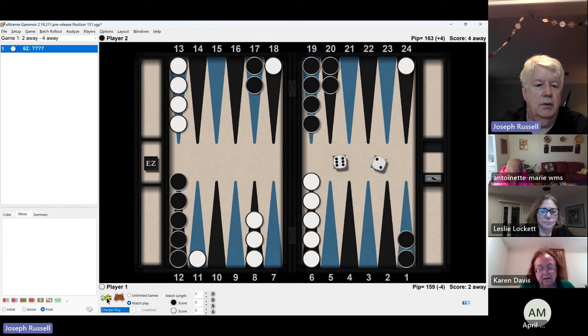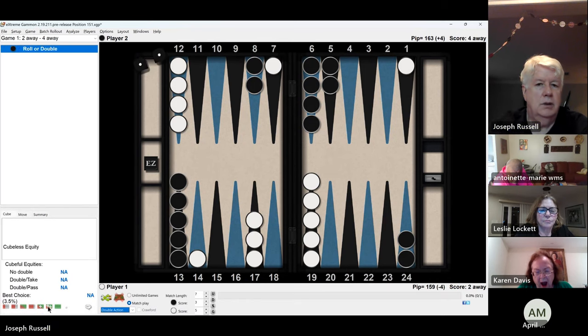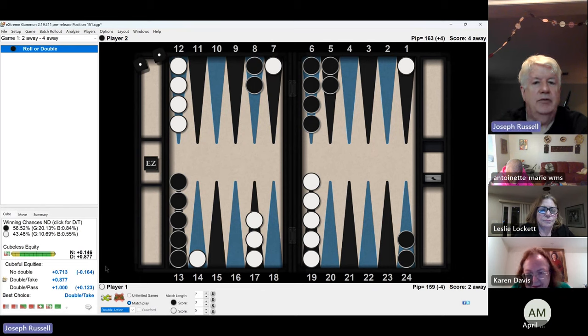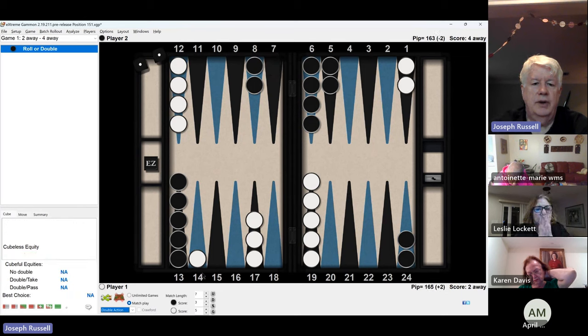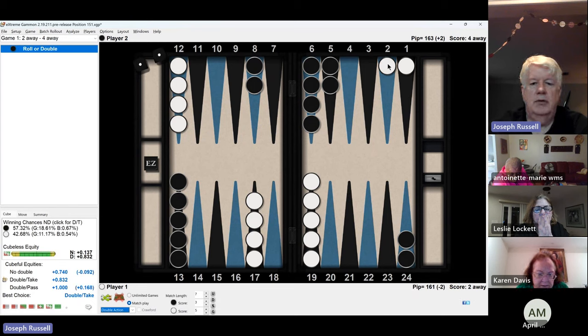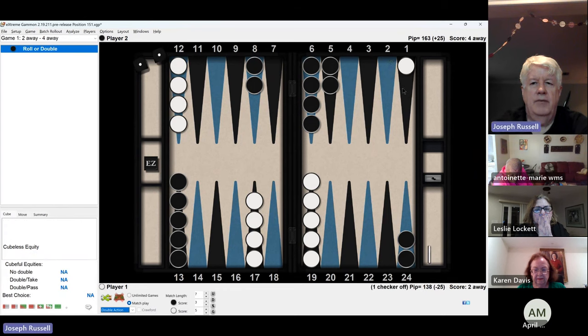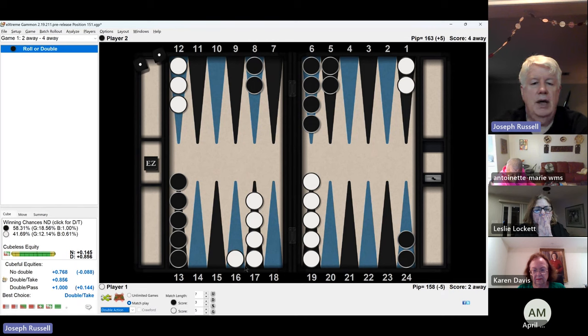Now it's Black on roll, double action. It's a super strong double. We still have a pretty comfortable take here. Usually there are not going to be too many opening variations that are passes. 5-1 is along the same lines. 5-4s are the same kind of opening variations.